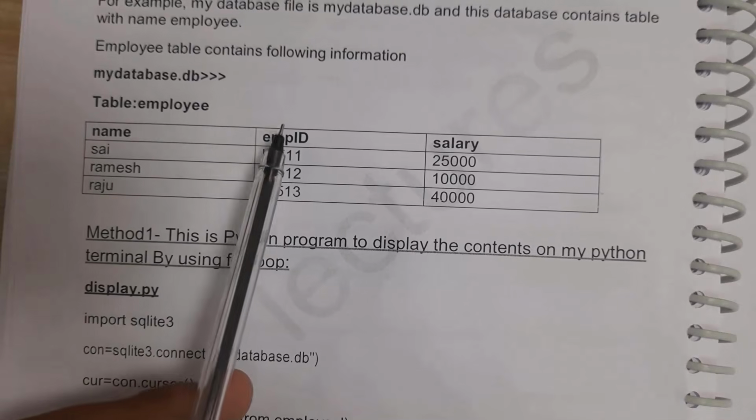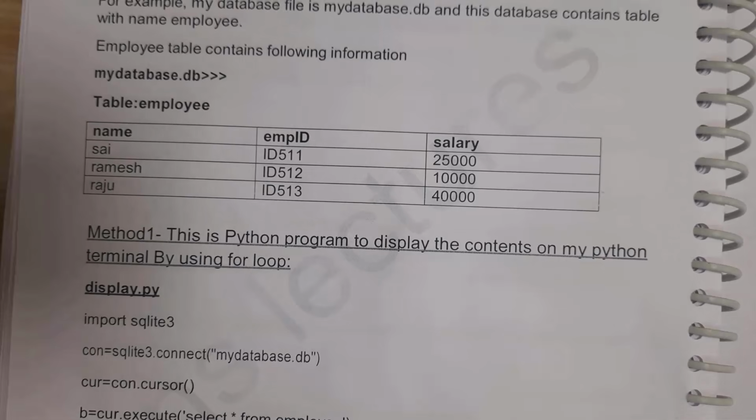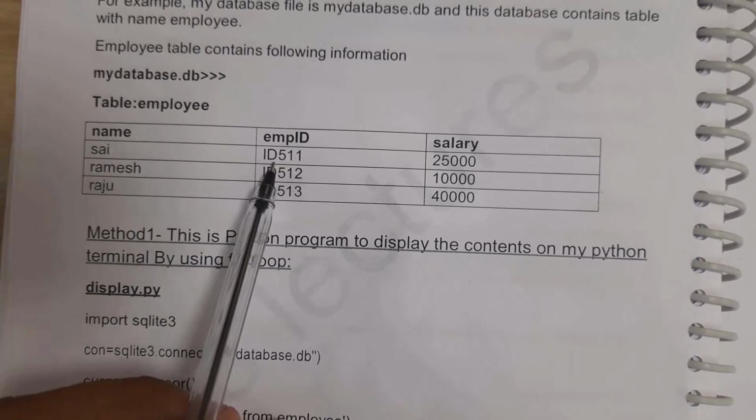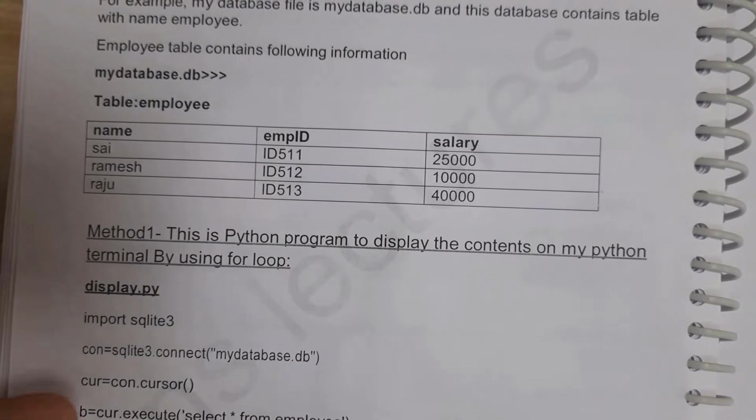They are name, employee ID and salary. Inside this, it contains data of three employees. One employee name is Sai, ID is 511 and salary is 25,000. Similarly, another employee Ramesh and another employee Raju. Now I want to see this data in my output.